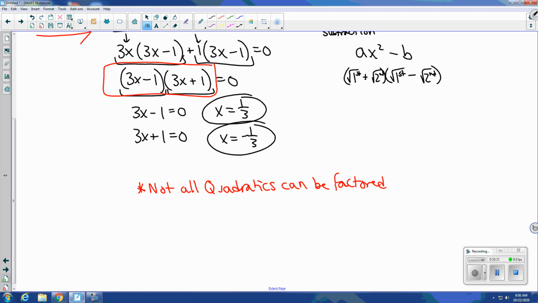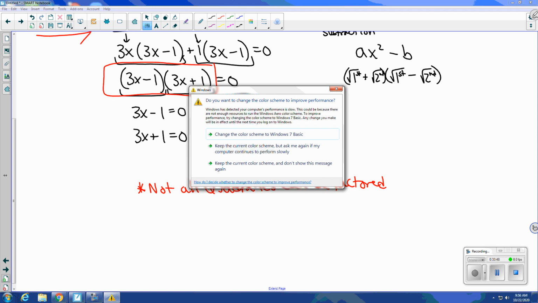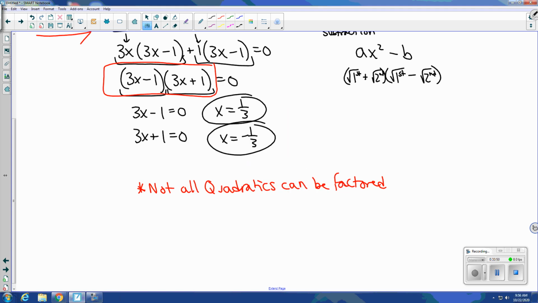If we can factor them, they present a very nice method or pathway to the solutions. Okay? So quadratics that can be factored, very nice pathway to the solutions. In the event that they're not factorable, we're going to learn other techniques, but just keep in mind that you can't factor everything. That is important to know. And that is where I will end the factoring video.